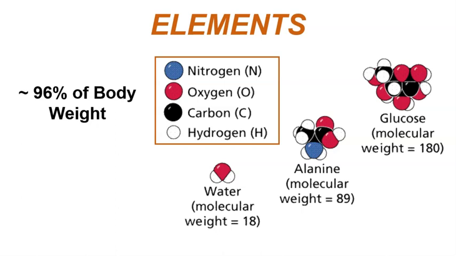These elements are what some of the most important substances in our body are constructed from. So, for example, water is made out of hydrogen and oxygen. Alanine is an amino acid, which is an important component in building proteins. That is, amino acids in general are important components in building proteins. We also have things like glucose, which is an important carbohydrate that is metabolized for energy.